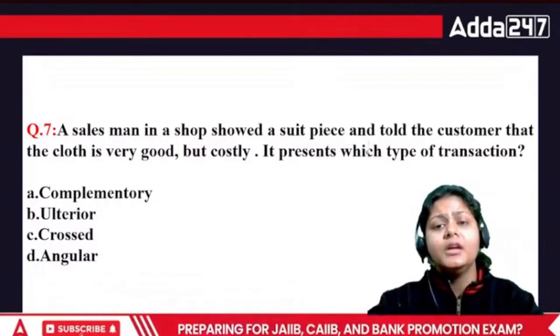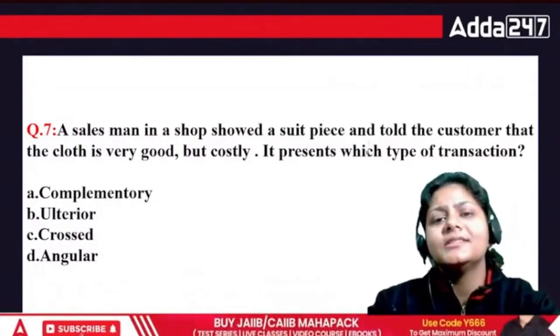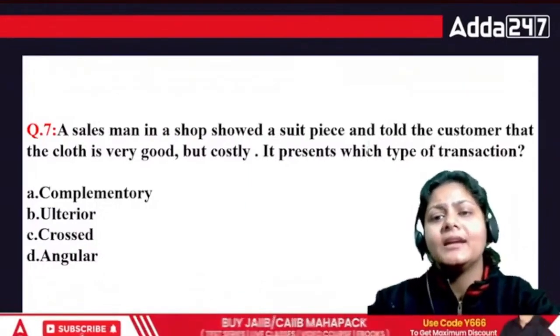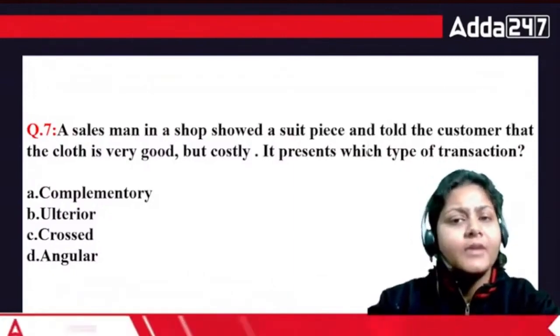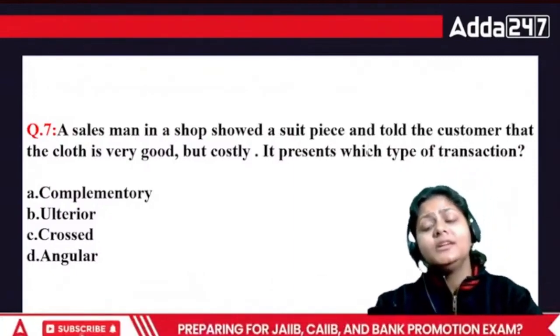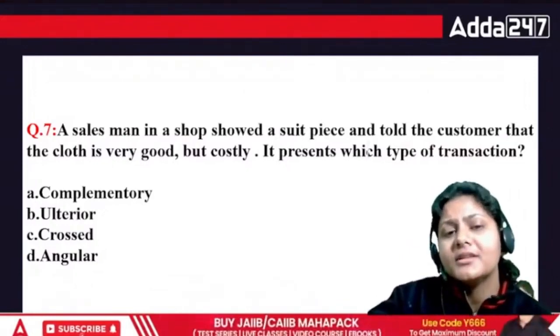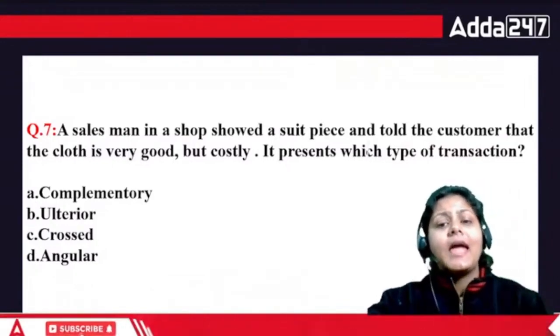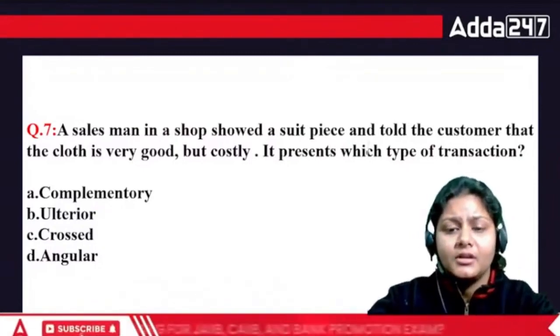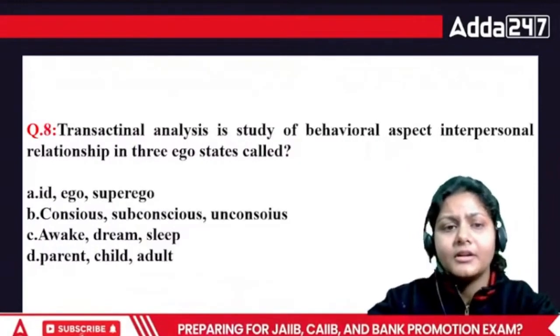So here the salesperson is just showing the suit piece and told the customer that the cloth is very good but costly. So actually he has a hidden meaning in that. What type of transaction is this? It is an angular transaction. We call it an angular transaction.